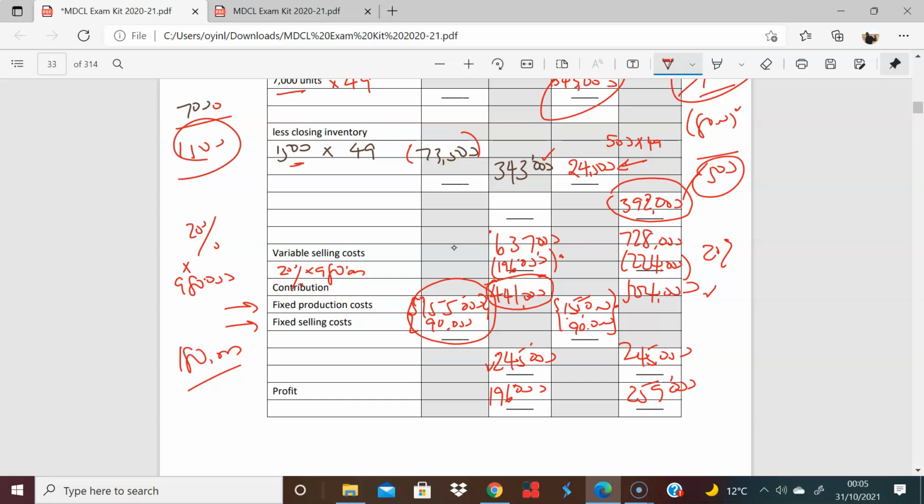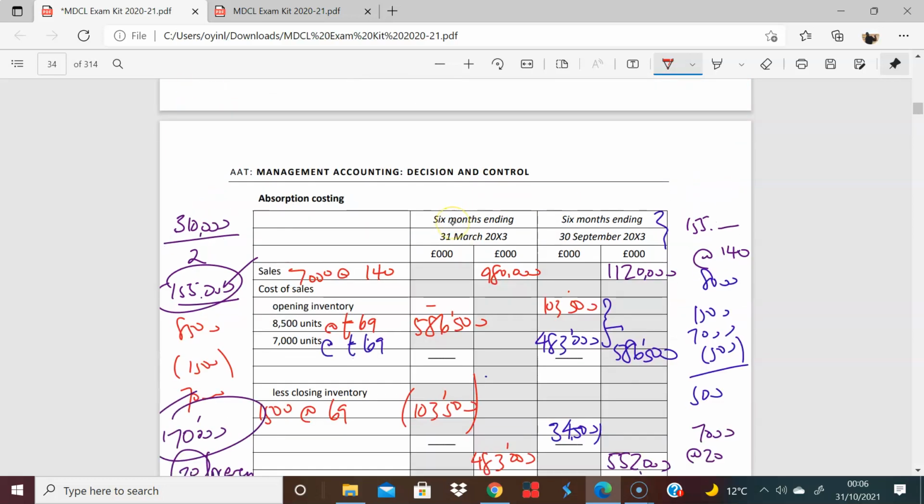Do exactly the same thing here. Add those together, take that from the 504. Add those together, gives you that, take that, and you have 255. So that's your profit under marginal costing. That's the first thing.